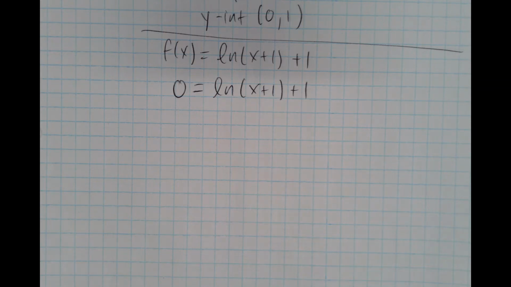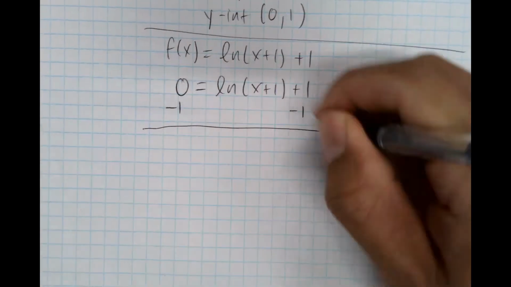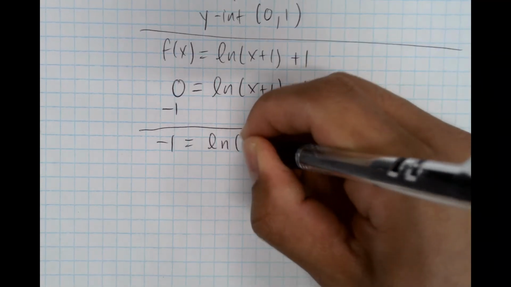Okay, so for this portion, does anyone know what's my next step here? If I'm solving for my x-intercept, what's my next step? Right, I'm going to subtract 1. So I subtract 1 from both sides. We get negative 1 is equal to ln of parentheses x plus 1.